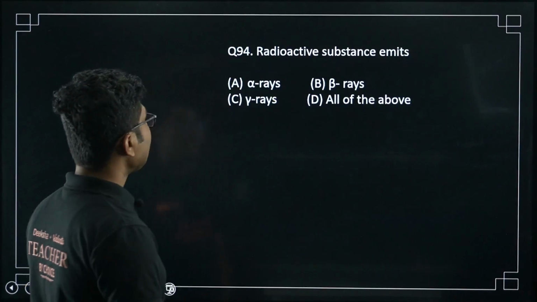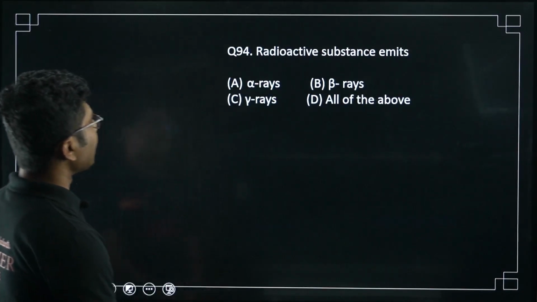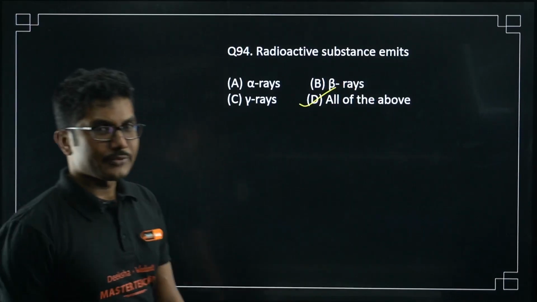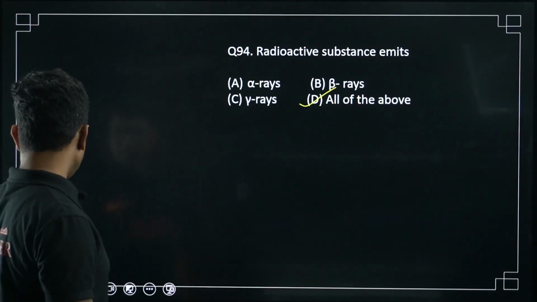Next, radioactive substances emit alpha rays, gamma rays, beta rays, all of the above. They emit all types of rays, so all of the above.